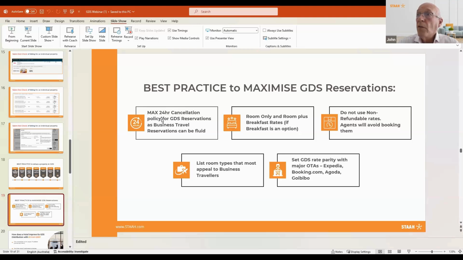So because it's so fluid, we highly recommend that the hotels have a 24-hour cancellation for GDS reservations. We understand that they may have a 48 or a 72-hour cancellation period for OTAs like Booking.com, Expedia, Agoda, or whatever it might be. But for GDS, we would highly recommend that they take on board a 24-hour cancellation policy if at all possible.